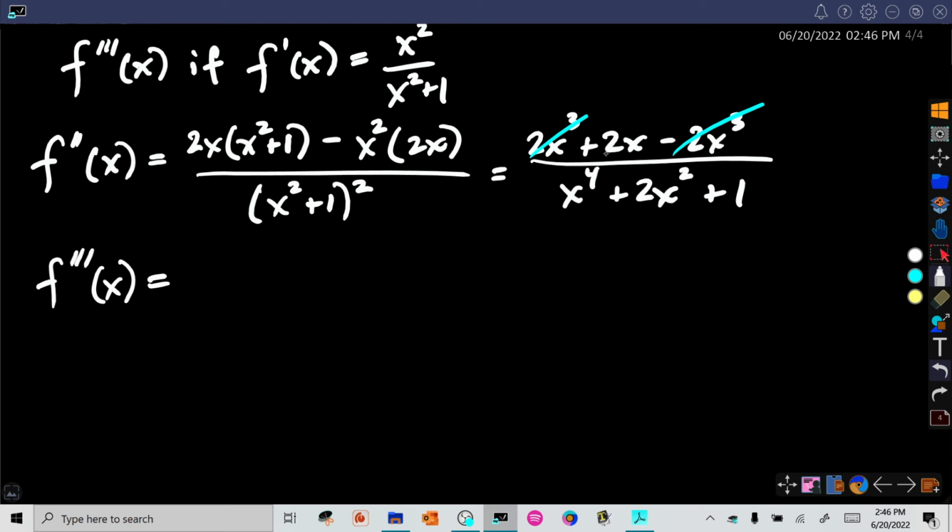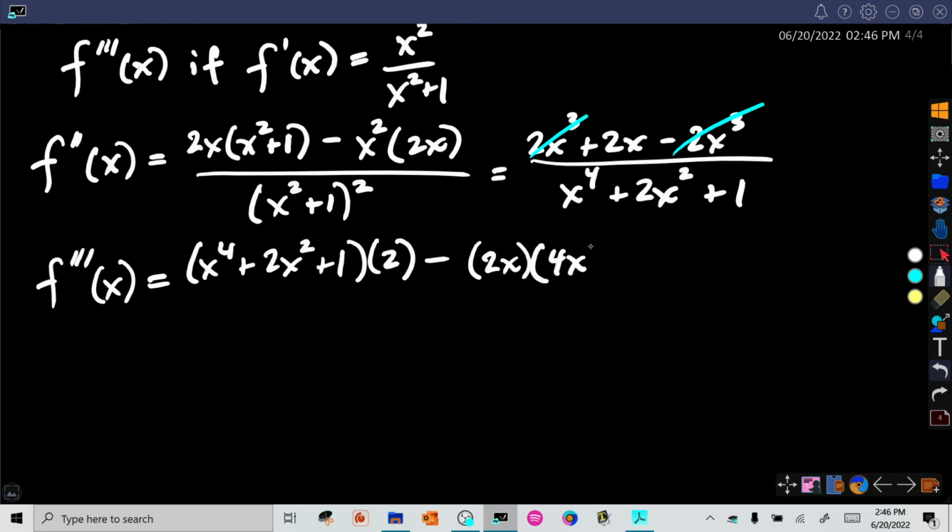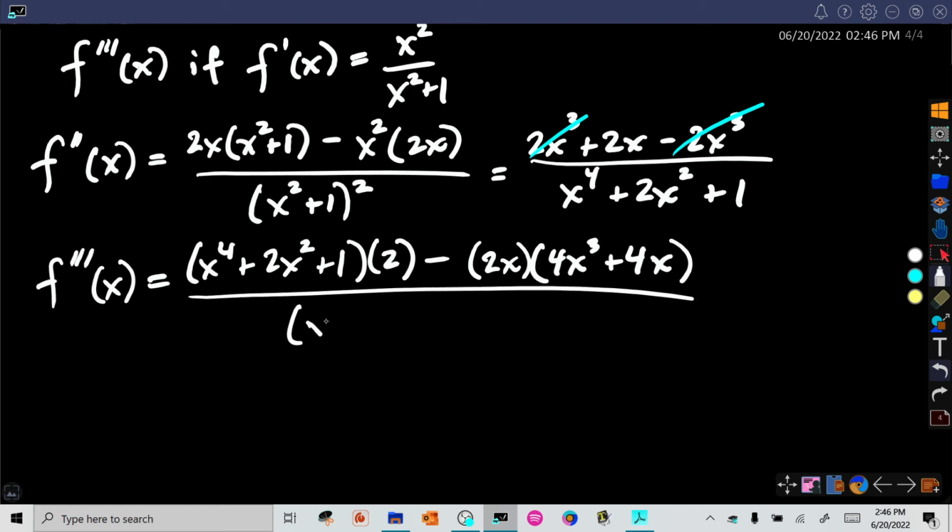Low d high. So we've got x to the fourth plus 2x squared plus 1 d high, so this is 2, minus low d high, minus high d low, 2x d low, the derivative of the bottom, so that's 4x cubed plus 4x, all over the square of low we go. x to the fourth plus 2x squared plus 1, squared. All right.